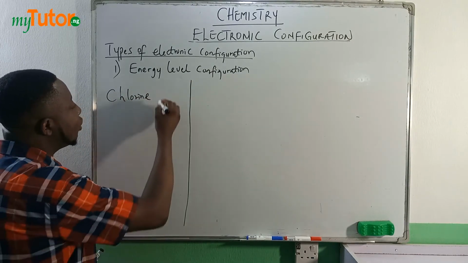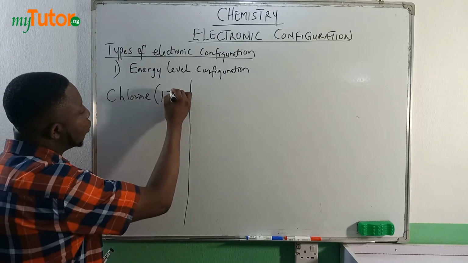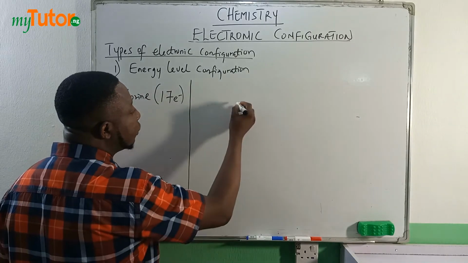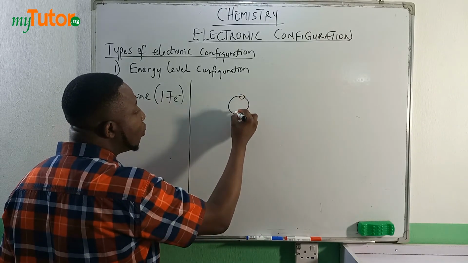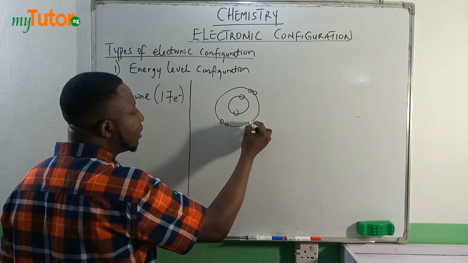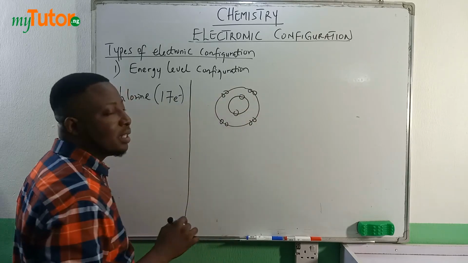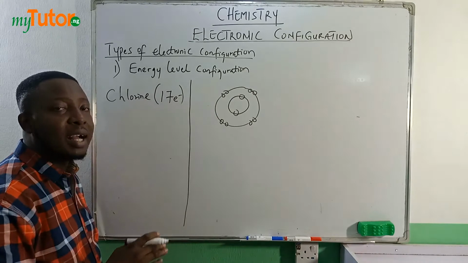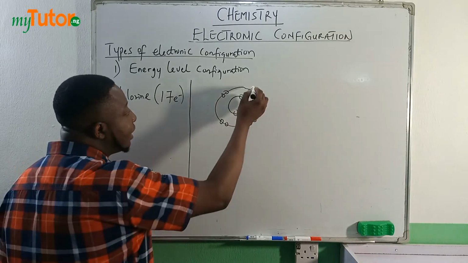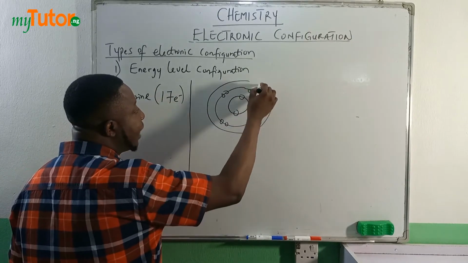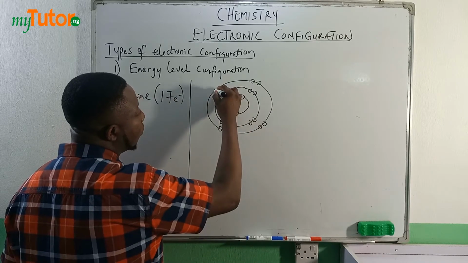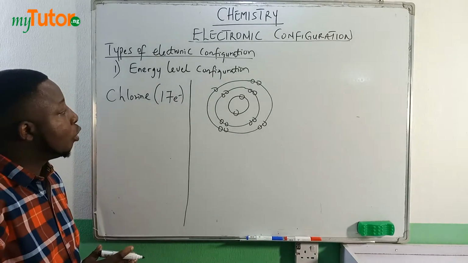Chlorine has an atomic number of 17, which implies that chlorine has 17 electrons. Now, in drawing the structure, the first energy level will have 2 electrons, the second energy level will have 8 electrons, which is the maximum number of electrons in the second shell. Now, so far we have added 10 electrons, so the remaining is 7 electrons. So the third energy level will have the 7 electrons that are remaining. So this is the structure of chlorine atom.